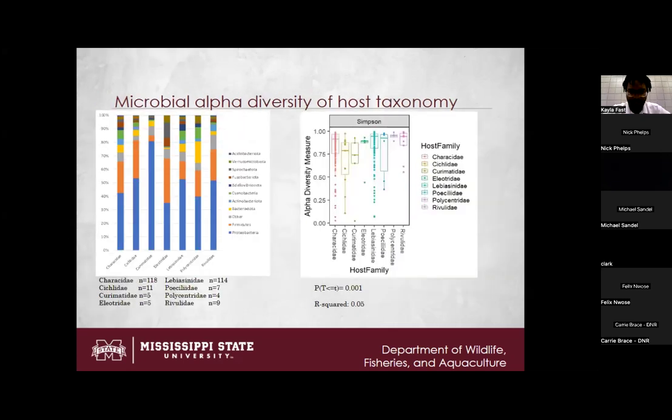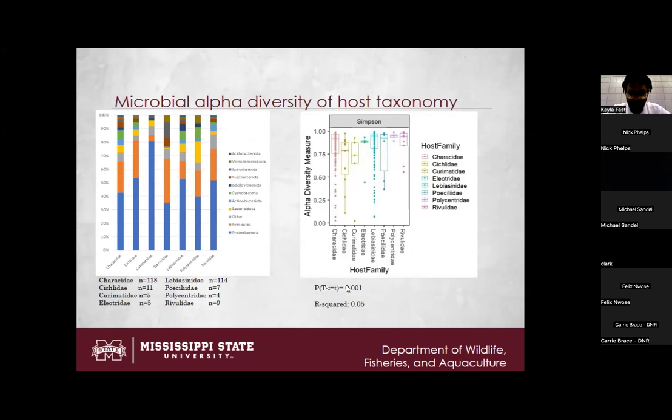But if we look at a lower taxonomic level with fish family, we also see a similar result. We have a very low p-value, showing that there are significant differences between the alpha diversity or richness between fish families. And a slightly larger bit of the variation here is explained by using a lower level fish taxonomic comparison.